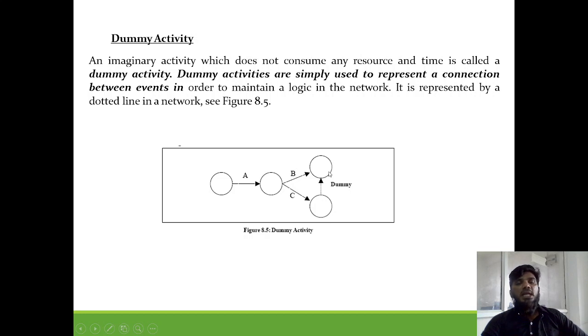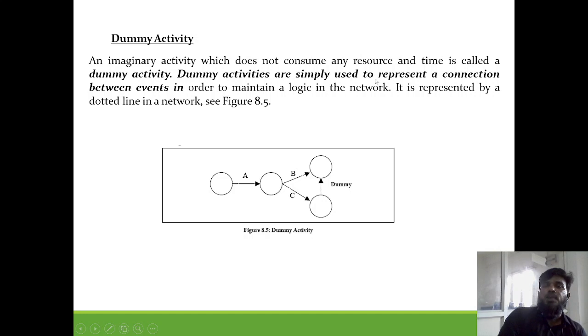So for completing the network, I am trying to use a dummy activity, because of which the complete circuit is going to be closed. That type of activity is called a dummy activity. You can see the definition: an imaginary activity which does not consume any resources and time. It does not involve any resource, and it does not consume any kind of time. So it is called a dummy activity.